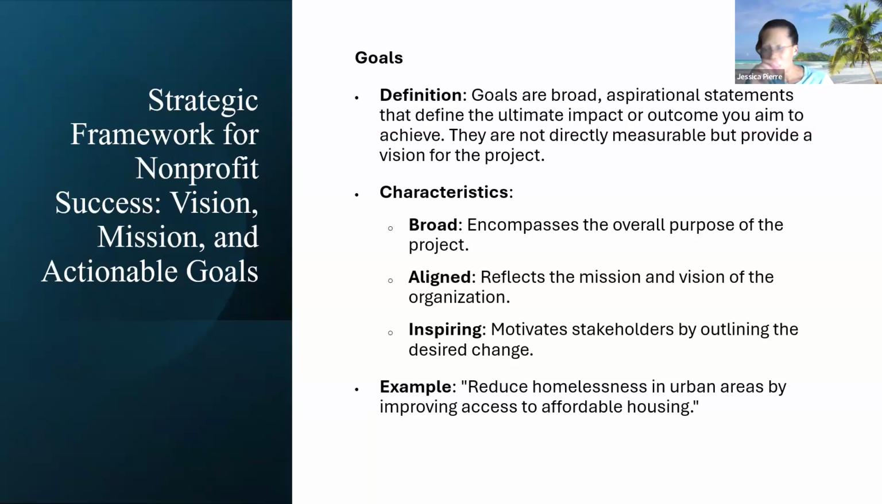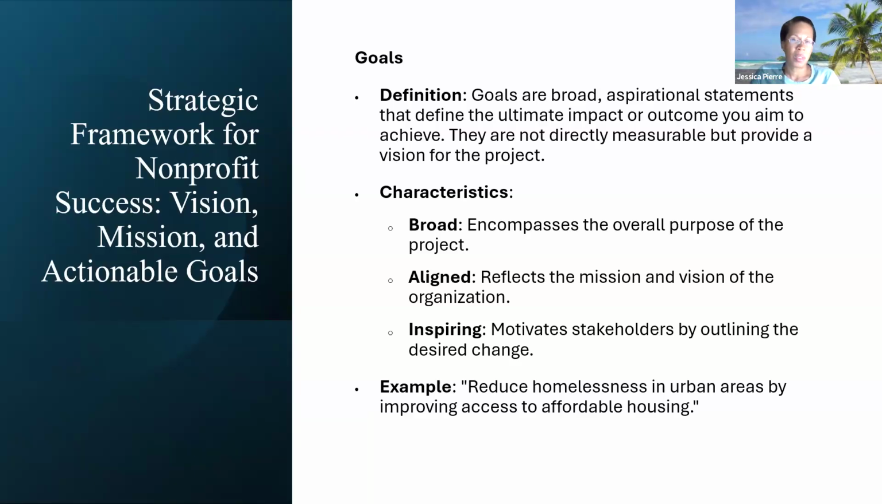Goals. Definition: the goals are broad aspirational statements that define the ultimate impact or outcome you aim to achieve. They are not directly measurable, but provide a vision for the project. Characteristics: A, broad, encompasses the overall purpose of the project. B, aligned, reflects the mission and vision of the organization. C, inspiring, motivates stakeholders by outlining the desired change. Example, reduce homelessness in urban areas by improving access to affordable housing.